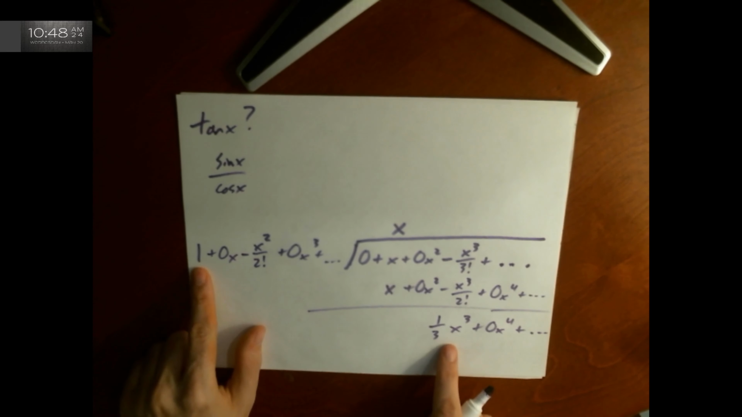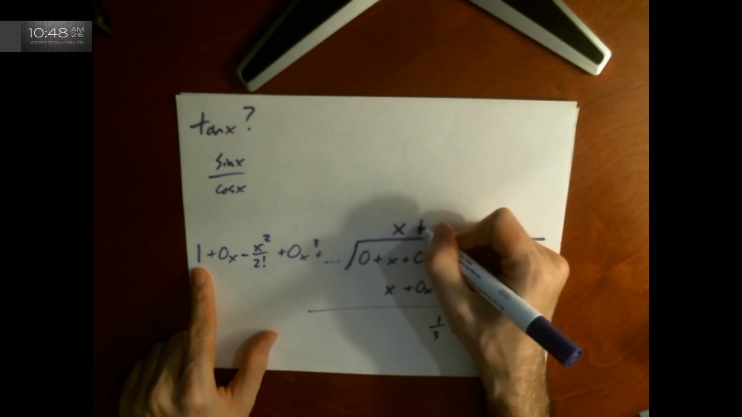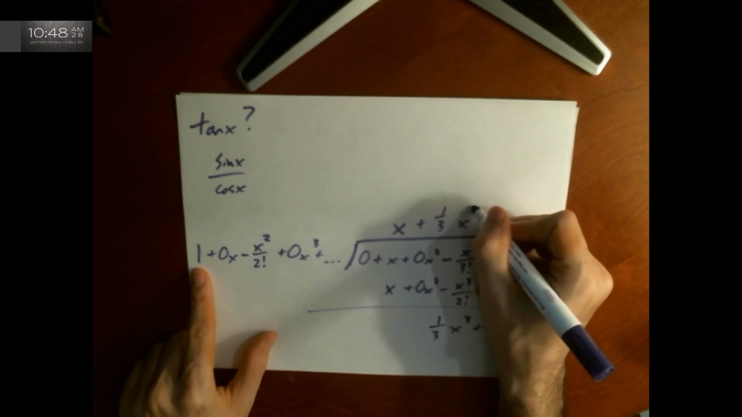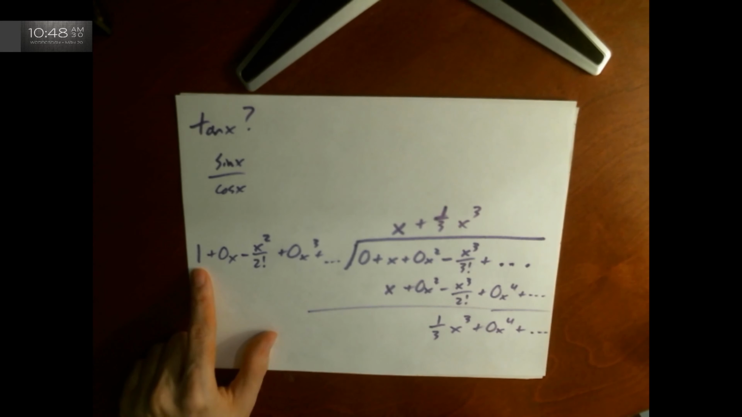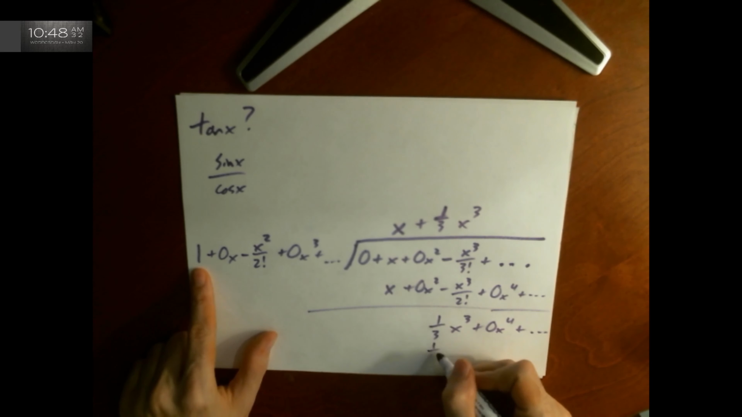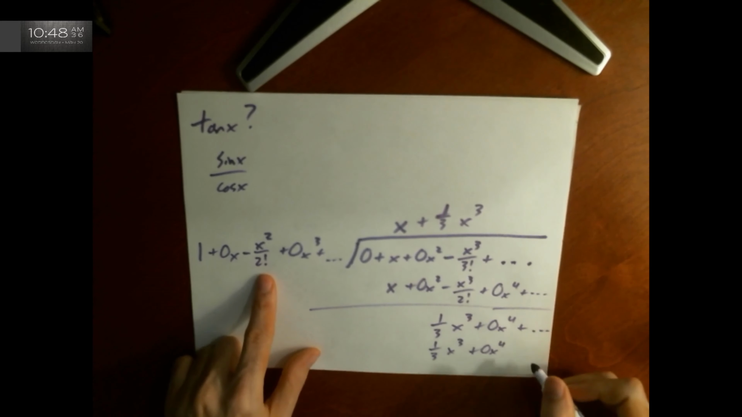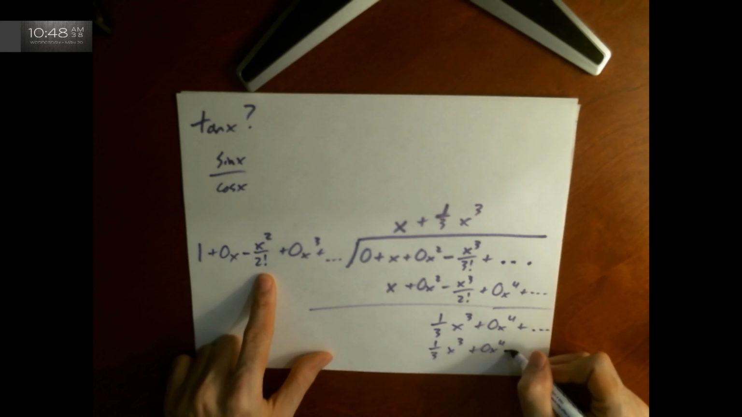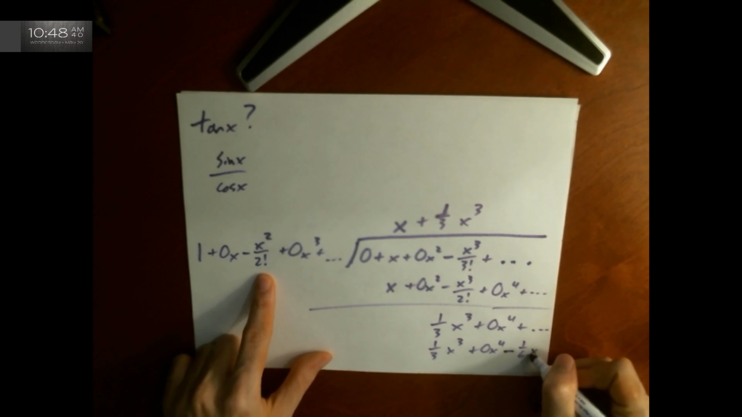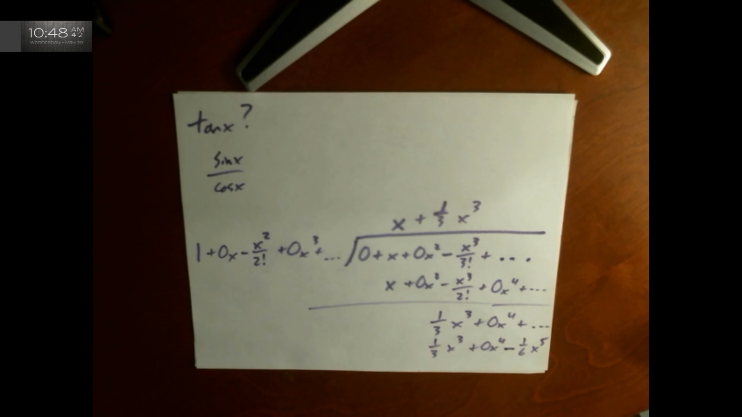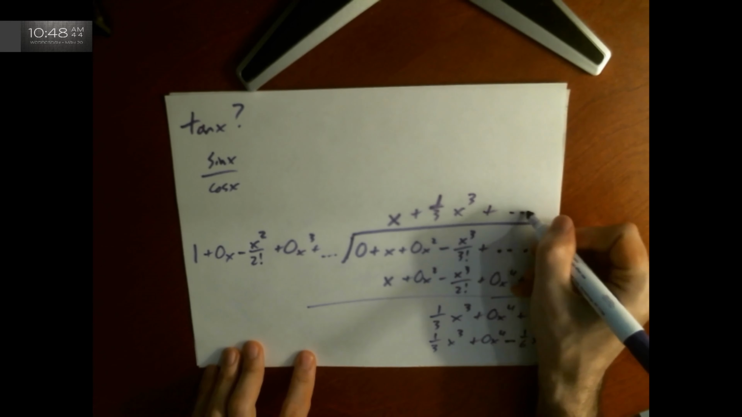To cancel the 1/3 x cubed, I would have to have a 1/3 x cubed, which would give me a 1/3 x cubed, as it should. It would give me no x to the 4s. It would give me a negative 1/6 x to the 5, and we would continue, right? We'd build up the series.